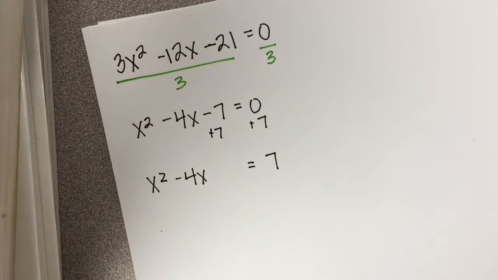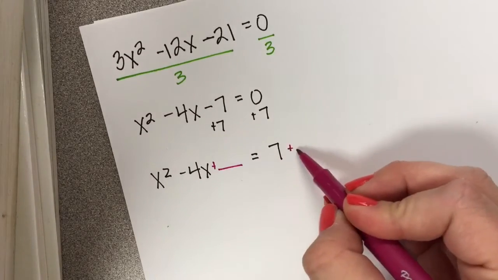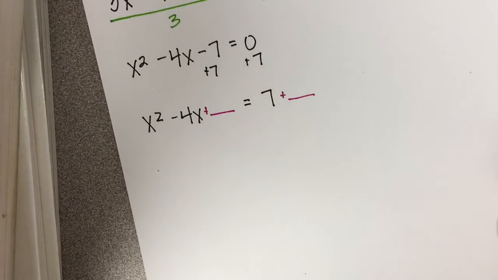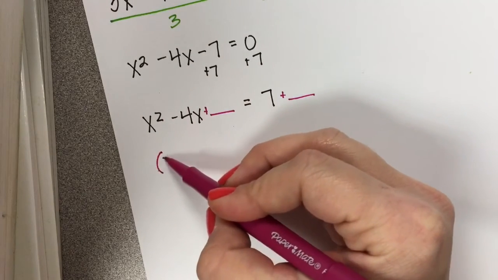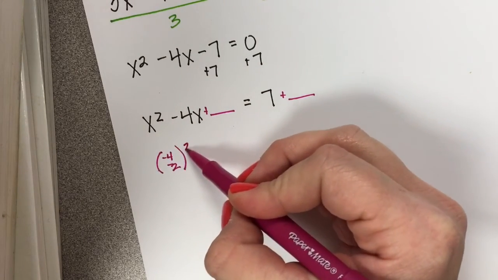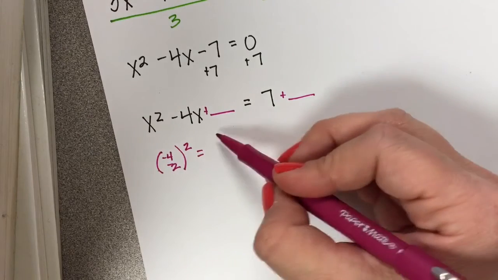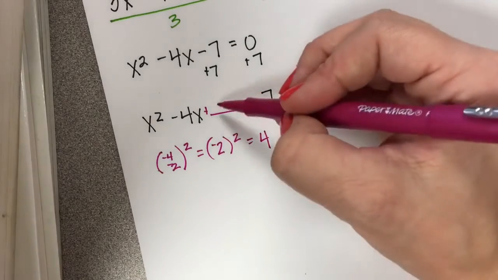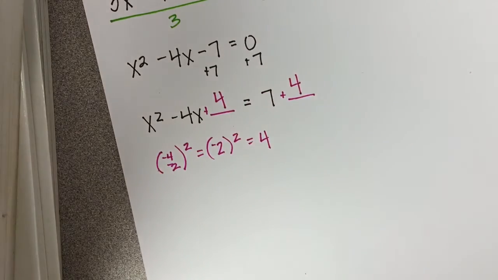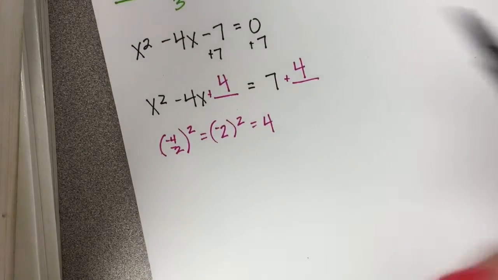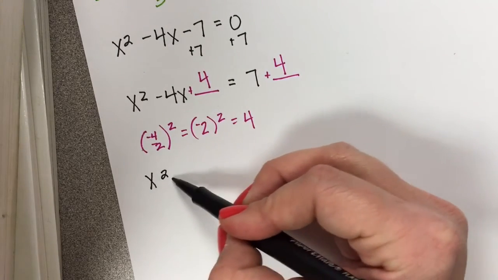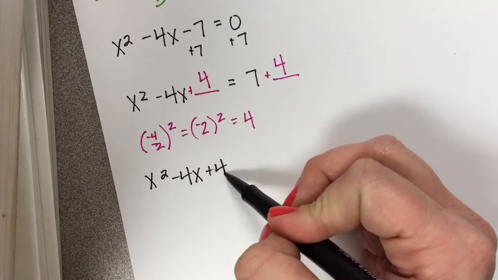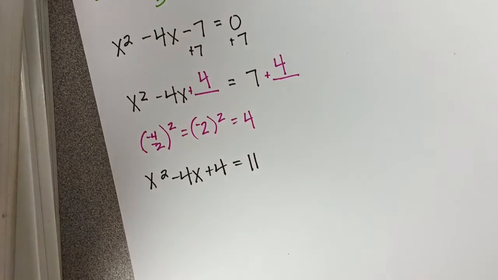And then I've created the blank for C. Hopefully it's becoming habit now, right? So I'm going to do b over 2 squared. So -4 over 2 is -2. -2 squared is 4. So I put a 4 here and a 4 here. So I've now made my perfect square trinomial. Okay, x squared minus 4x plus 4 is 11.